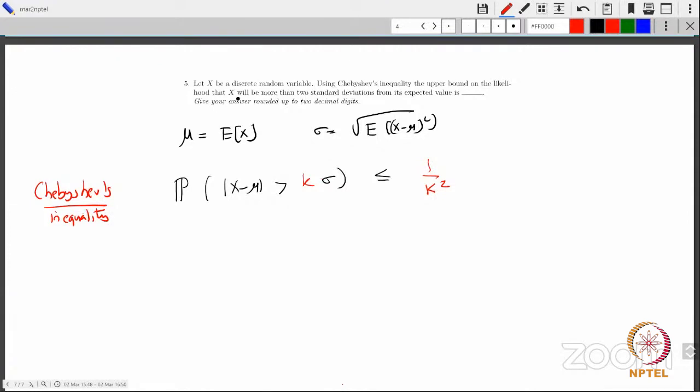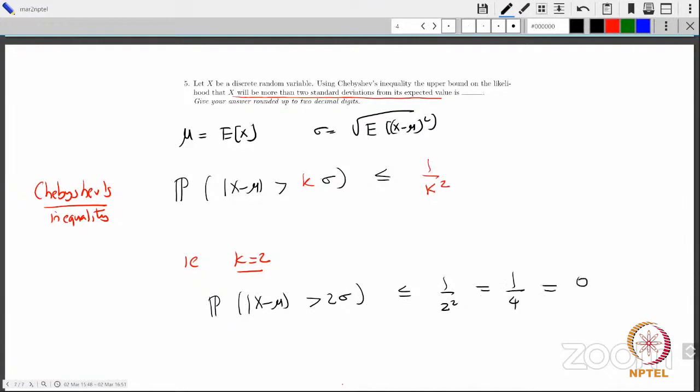And this is what it means. X being more than 2 standard deviations away just means k is equal to 2. So if you apply the inequality, for a random variable X, the chance that X minus mu is at least twice the standard deviation is going to be 1 over 2 squared, which is 1 over 4, which is 0.25.